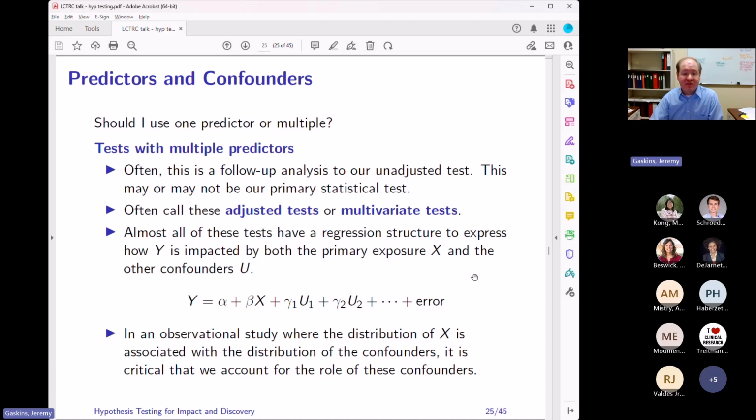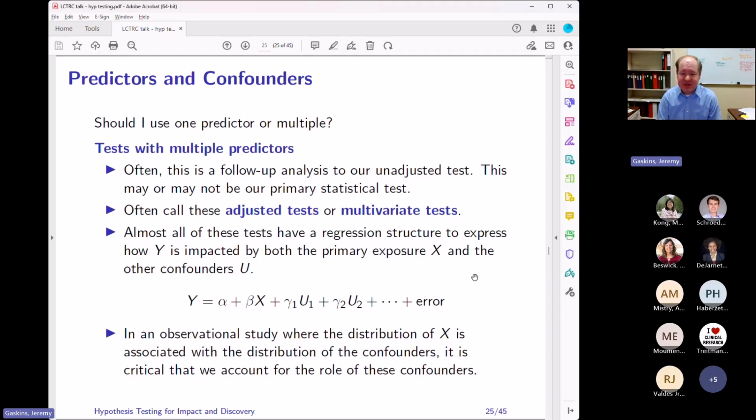But I will often then follow that up by running these adjusted or multivariate tests where I'm going to control for my other confounders or my other predictor variables. And so, pretty much regardless of what outcome type I have, all of these tests more or less end up with sort of a regression structure.